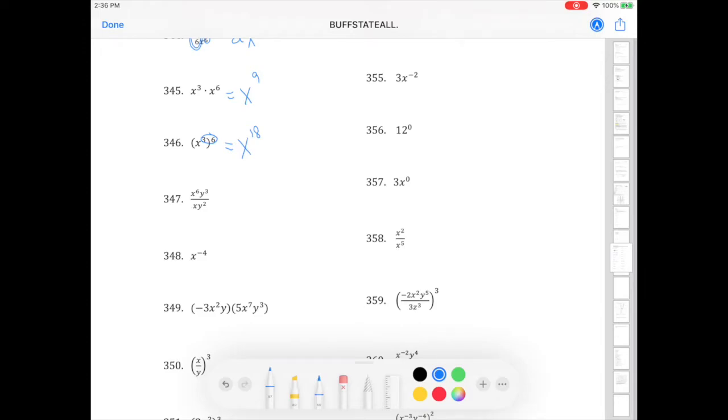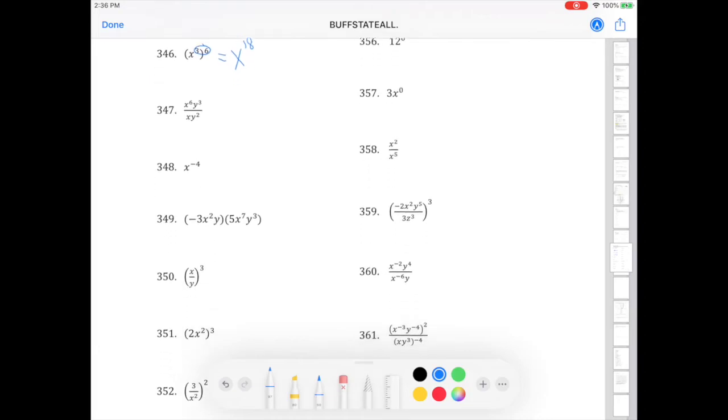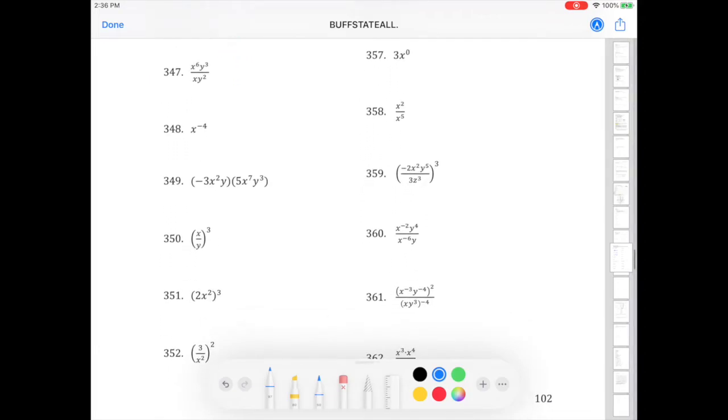All about memorizing those rules and then practicing applying them. Okay, the next one, jumping back to division. Remember what we said in the very beginning. All of these rules apply when you have common bases or common variables. I can't do x to the 6th divided by y squared because which letter would I bring down? It doesn't make sense. You have to keep common letters together.